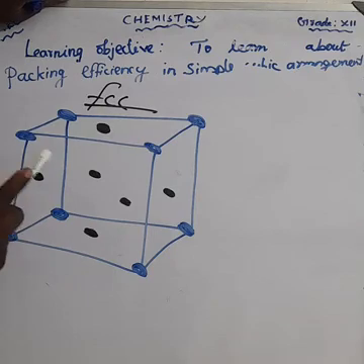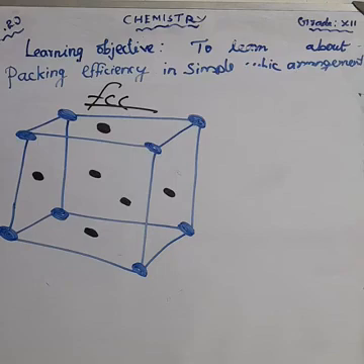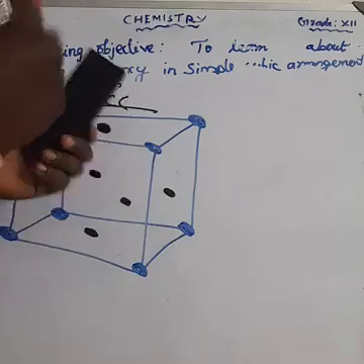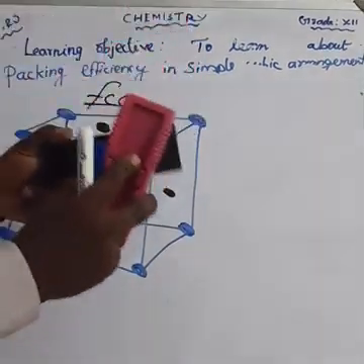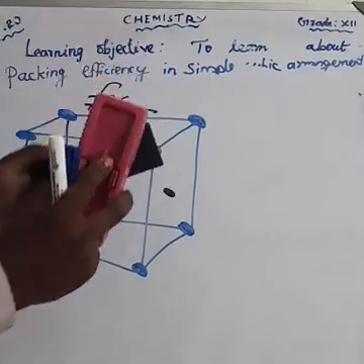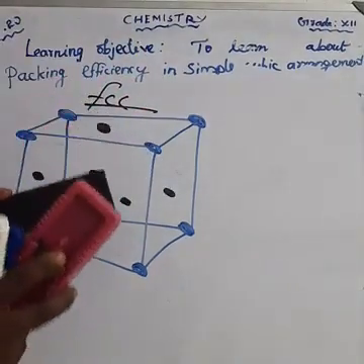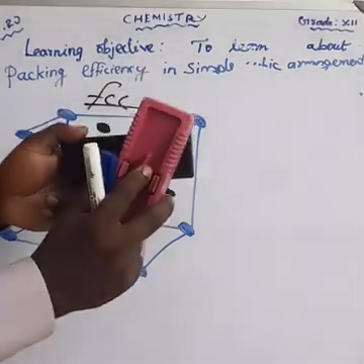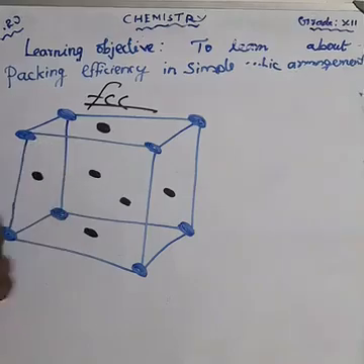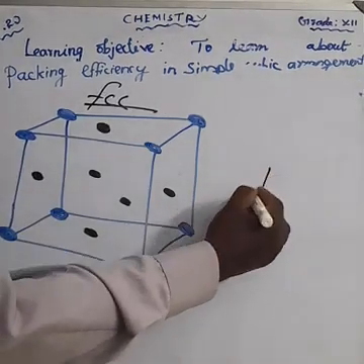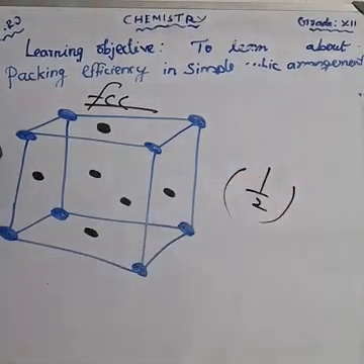The atom in the face center is shared by 2 unit cells. This is one of the face-centered cubic unit cells, and this is another one. Shared by 2 unit cells. Am I right? The atoms at the FCC face centers are shared by 2 unit cells. Each atom at the face center makes a contribution of 1 by 2 to the unit cell. Don't forget that 1 by 2.